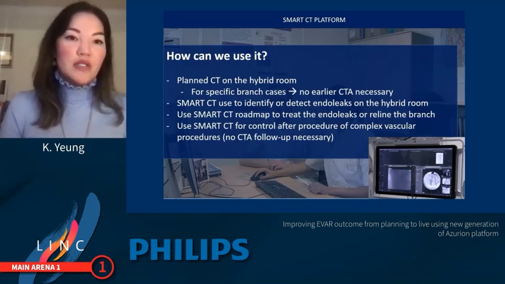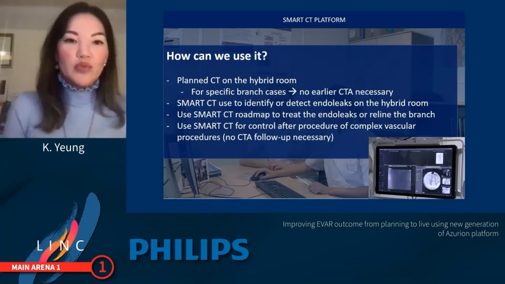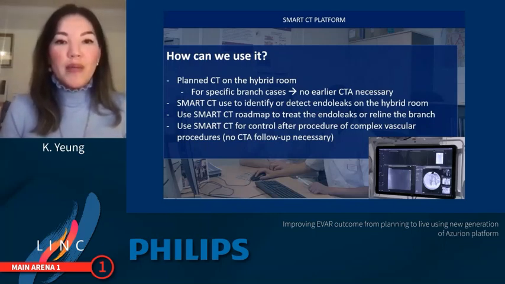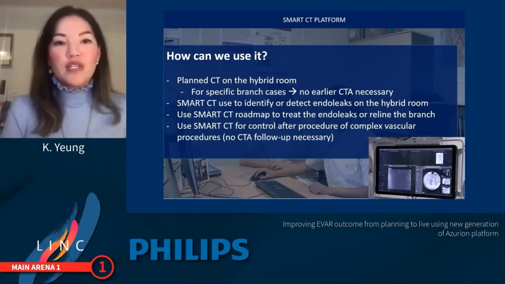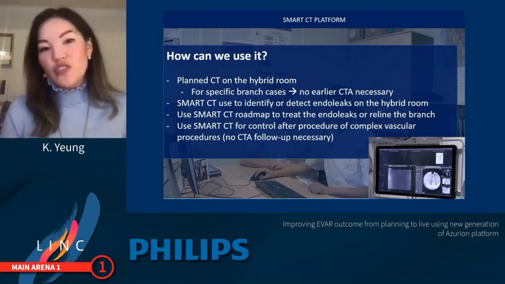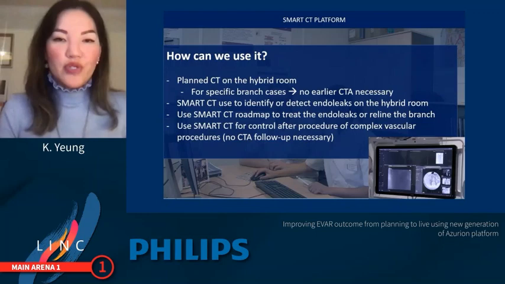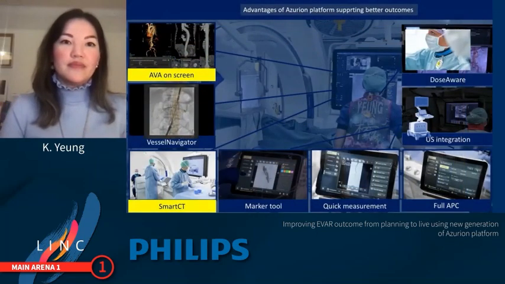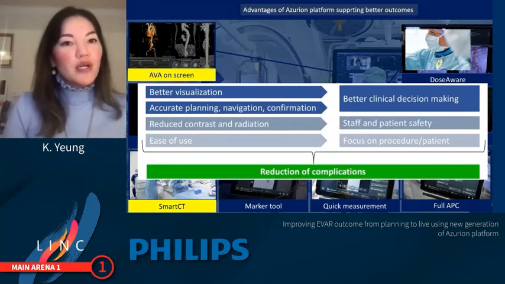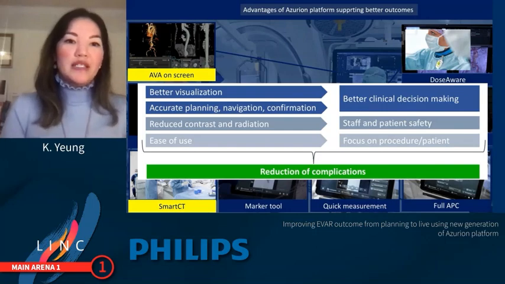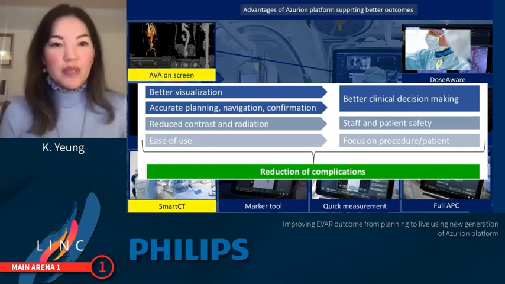You can use a Smart CT to identify or detect endoleaks in the hybrid room. And you can use the Smart CT roadmap to treat the endoleaks or reline the branch. We know that we can use the Smart CT for control after complex vascular procedures. And the advantage is that you can evaluate directly after the procedure so the patient doesn't have to come back for a CTA. So all these tools of the Azurion platform lead to better visualization and accurate planning, navigation, and confirmation. And all these things lead to better clinical decision making.